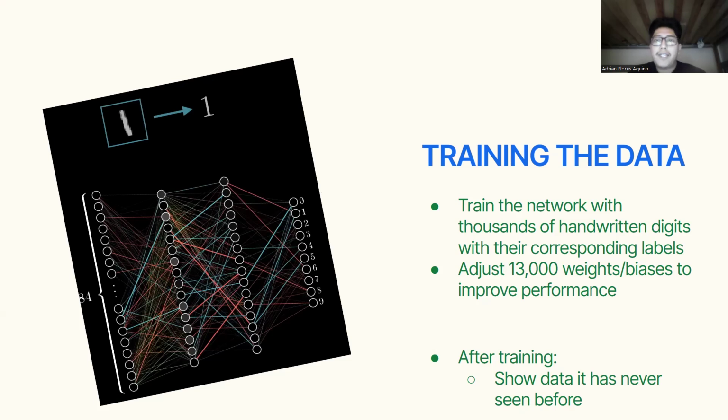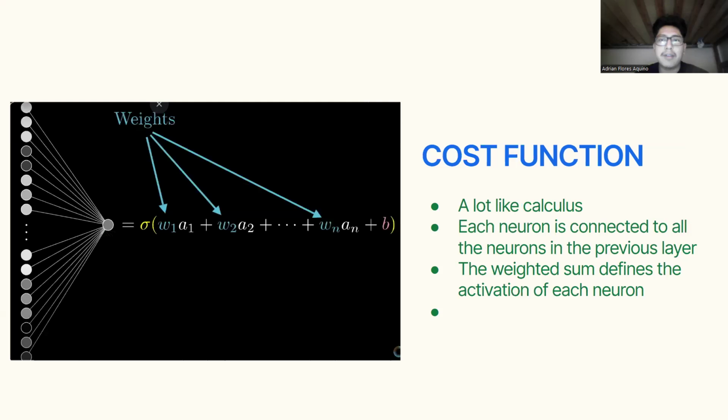Once the training is done, the network is then given more data on top of that, but this data is never-before-seen data. You give it new handwritten digits, on top of the data that has already been trained on, to be able to determine the accuracy of the network.